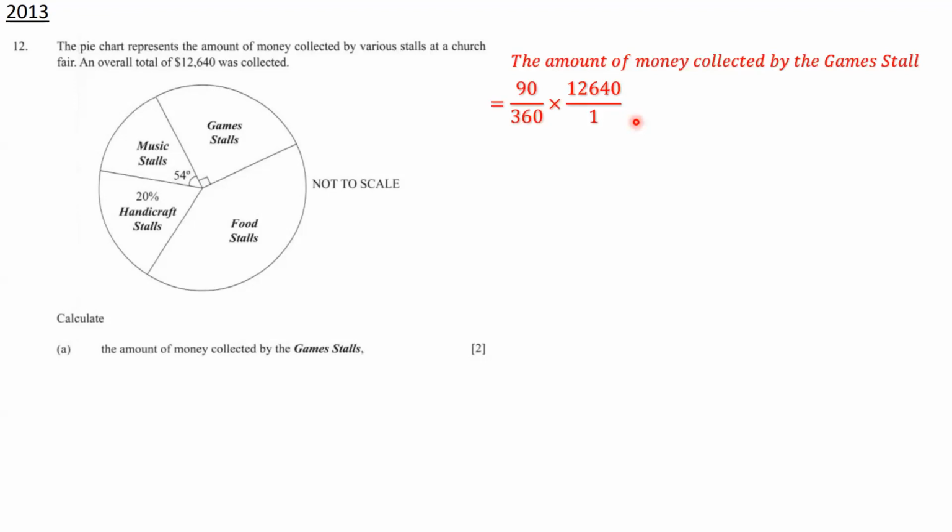90 times 12,640 is going to be equal to 1,137,600. And if we do 360 multiplied by 1, that's going to be 360. And so if we take 1,137,600 divided by 360, what do we get? We get 3,160. And so that's the amount of money collected by game stalls, 3,160. Okay, let's move on to the next question.